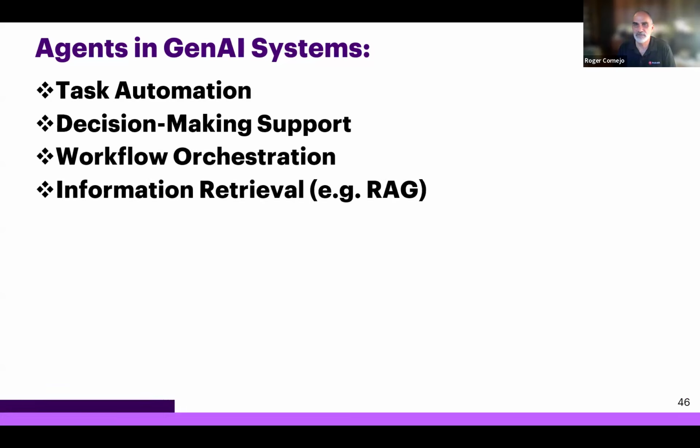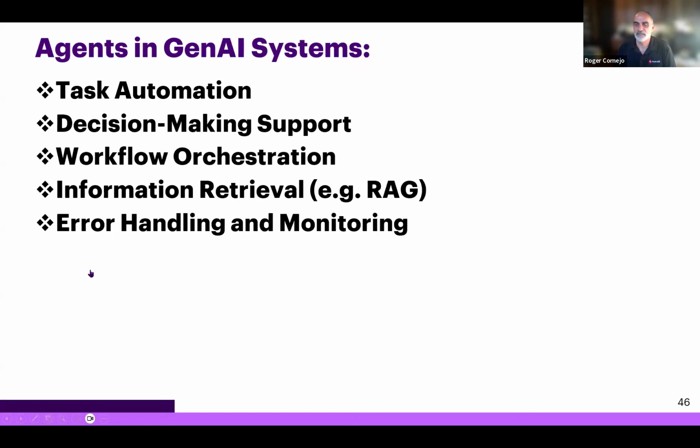Retrieval augmented generation, that's also a kind of agent, the way it's implemented. And typically in applications, they will use this for error handling and monitoring. So you may have heard that generative AI applications are not very good at numerically intensive applications, and people have built agents or added agents to their workflows to correct those mistakes.